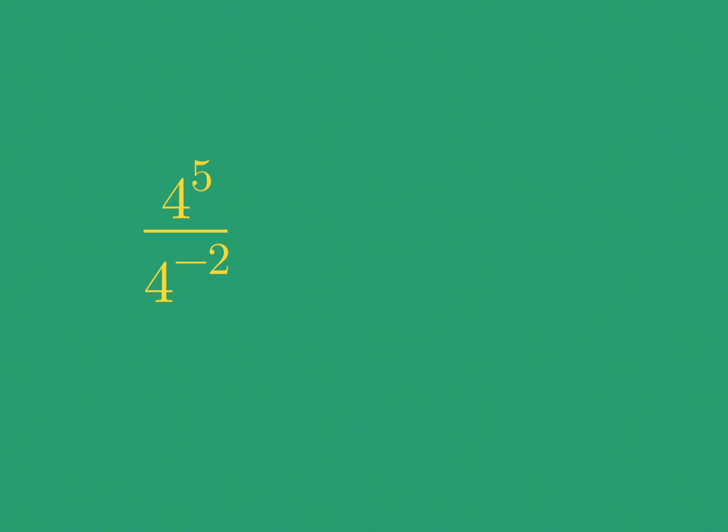4 to the fifth divided by 4 to the negative second power, okay? The base doesn't always have to be a letter. Doesn't always have to be a variable, okay? The base could be just a number, as we're seeing here. The common base, top and bottom, is 4. So we've got 4 to the fifth power divided by 4 to the negative second.